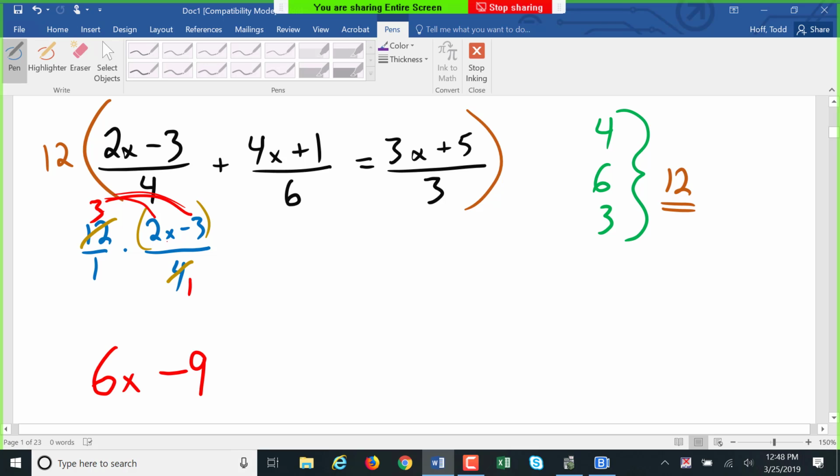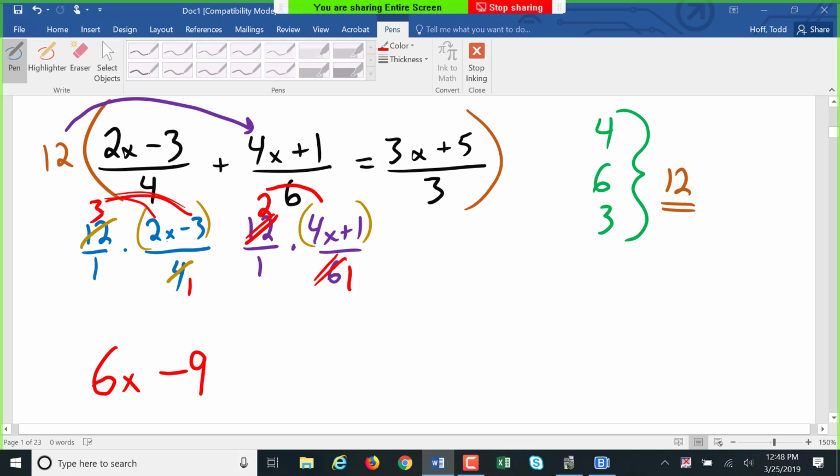Now we move to the next term. 12 times the 4x plus 1 over 6. So 12 over 1 times 4x plus 1 over 6. Again, we'll picture parentheses around that. 12 and 6 cross cancel. They both divide by 6. 6 divided by 6 is 1. 12 divided by 6 is 2. And we multiply. 2 times 4x is 8x. It's positive, so I put a plus in front of it. 2 times 1 is 2.